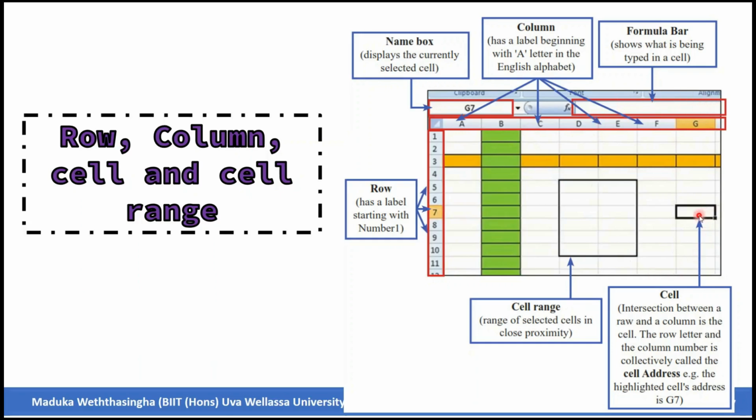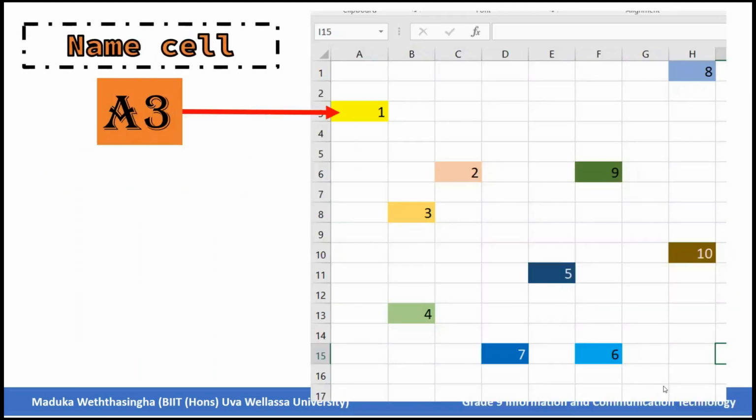So this is a cell. The intersection between a row and a column is a cell. Each cell has a cell address. So how do we form a cell address? A cell address starts with the column letter and then the row number. And then you can see a cell range, which is a group of selected cells in close proximity. As I told you earlier, to form a cell address we start with the column letter and then write the row number.